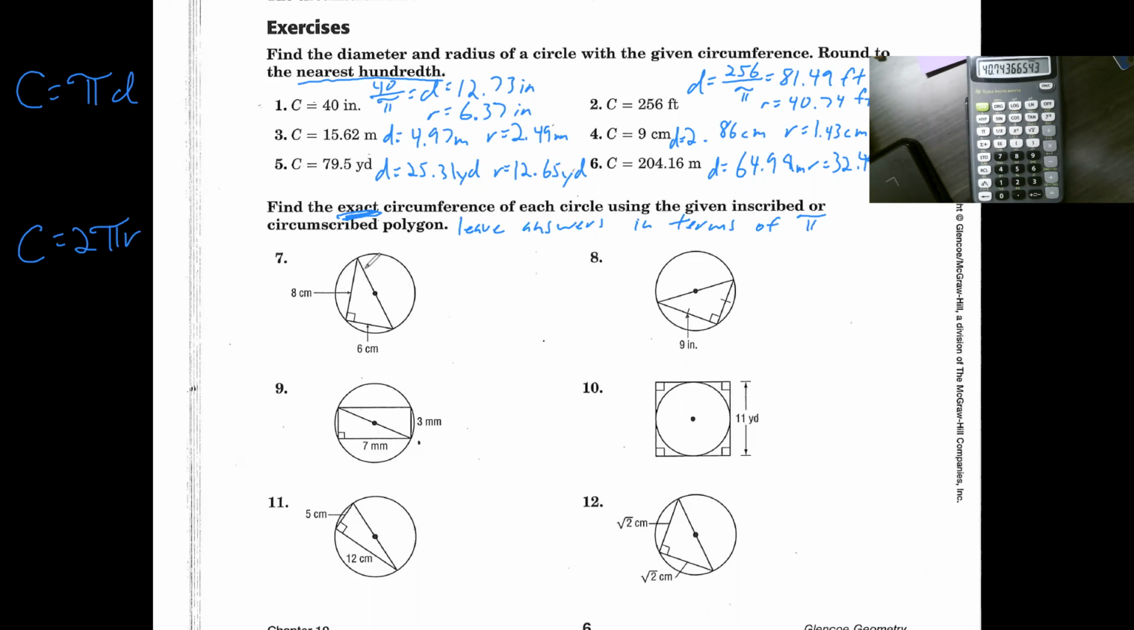Number 7. We have our two sides of a right triangle. How do we find the missing side of a right triangle? If you're given two sides, how do we find the third side?